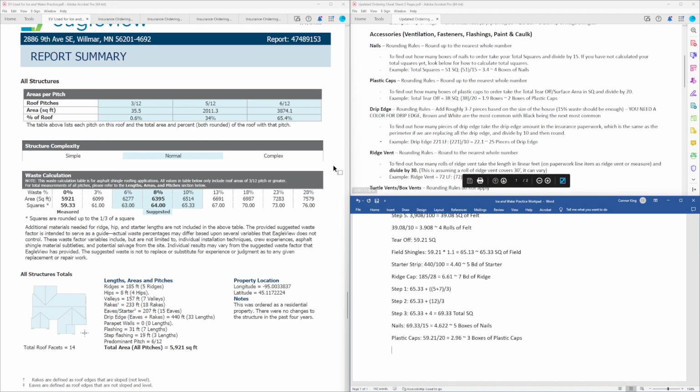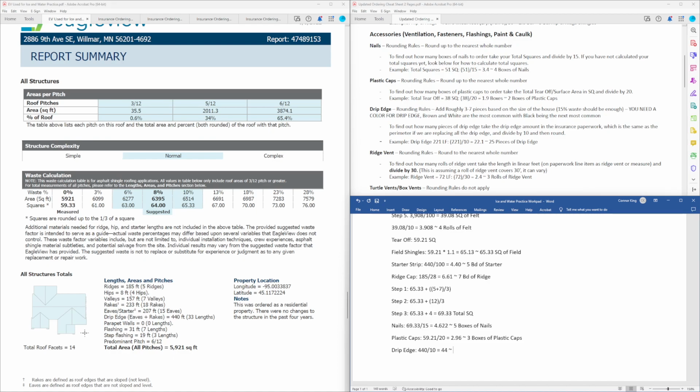Now drip edge. Once again, to find out drip edge, we're going to take our perimeter length, assuming that we're installing drip edge around the entire house. If the drip edge is installed into the gutters, obviously we can't replace that, and if we're not replacing drip edge, we can just skip this step if the drip edge is in good shape and we're trying to keep our profit up that way. But assuming that we are ordering drip edge, we're just going to take our 440 feet and divide by 10, and we're going to get 44.